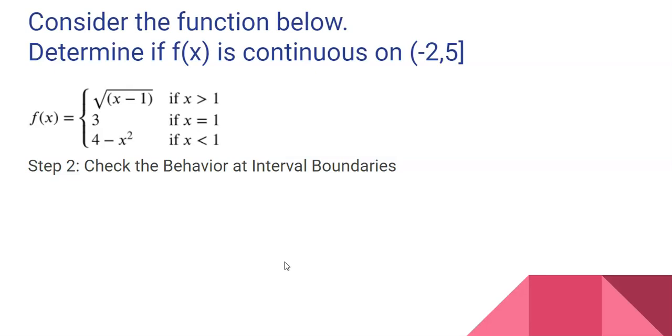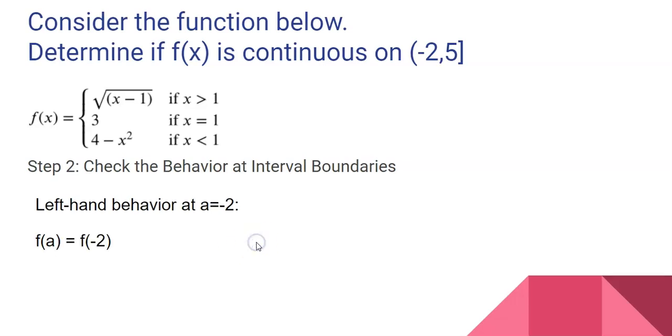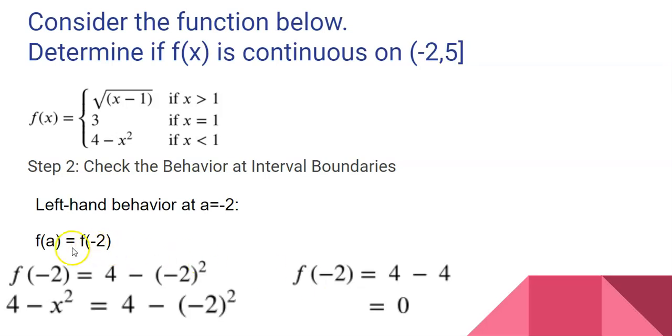So please observe, we're going to evaluate the f of a by the process of substitution. For the left-hand behavior, we denote the left boundary as a. So a is equal to negative 2. So we're gonna do direct substitution, right? So negative 2 is less than 1. So the expression to use is 4 minus x squared. So here's the substitution. So the value of f of a is 0.